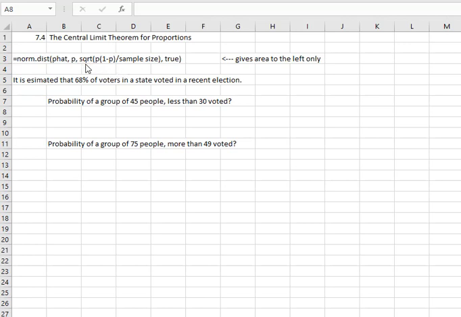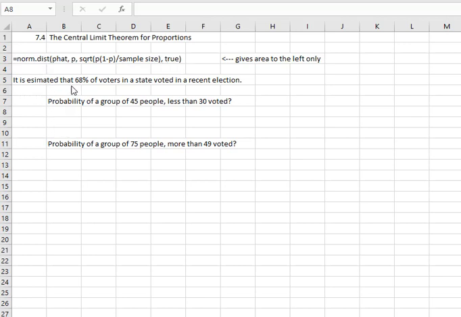For our standard error, it's a big square root. So we'll do a square root, open parentheses, p times, open a parentheses, 1 minus p, close the parentheses, divided by the sample size and close the parentheses. That's our standard error formula for proportions from the central limit theorem. And then we'll finish with comma true, just like always.